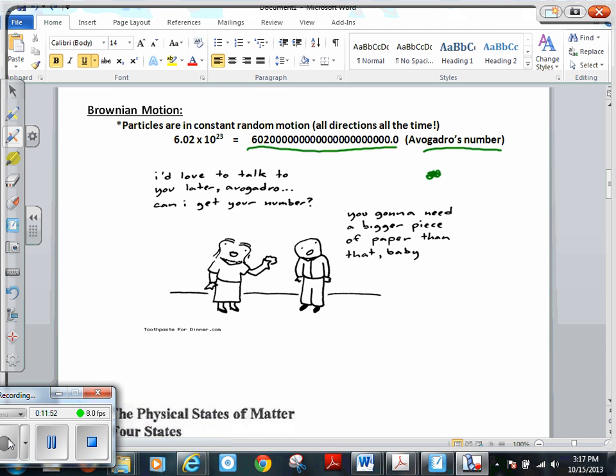That's Avogadro's number. So here's a little cartoon to help you remember. This is Toast Head talking to this guy right here. I'd love to talk to you later, Avogadro. Can I get your number? You're going to need a bigger piece of paper than that, baby.